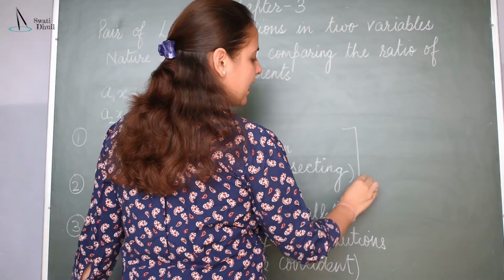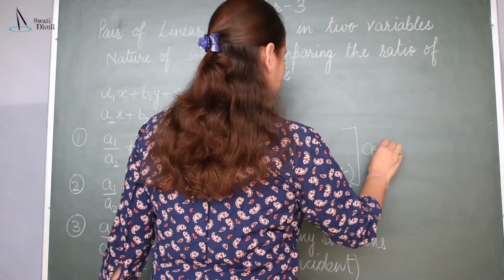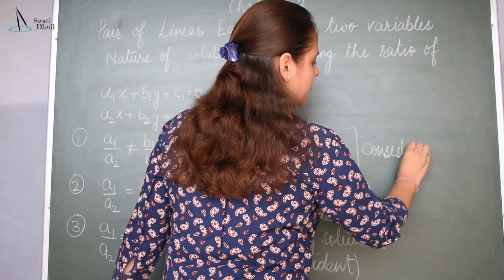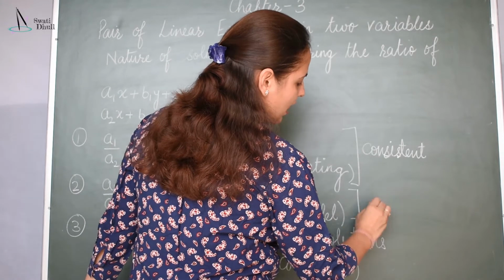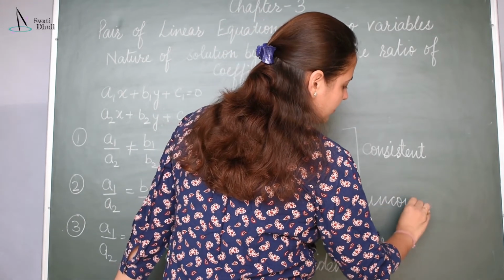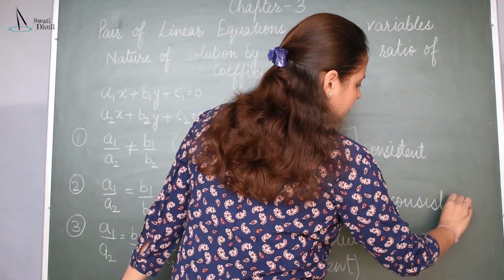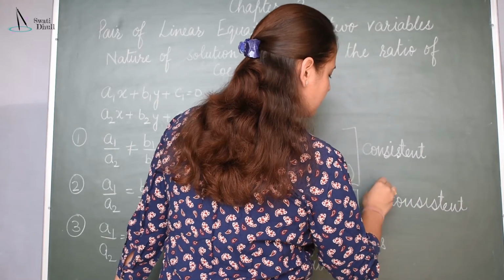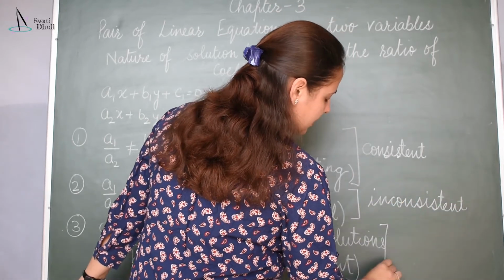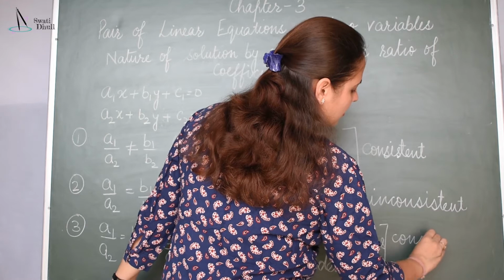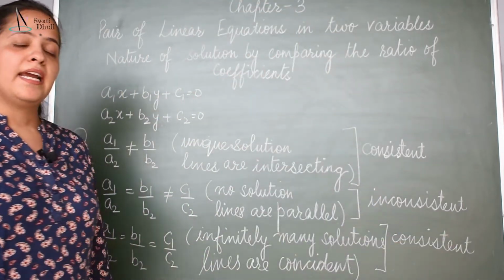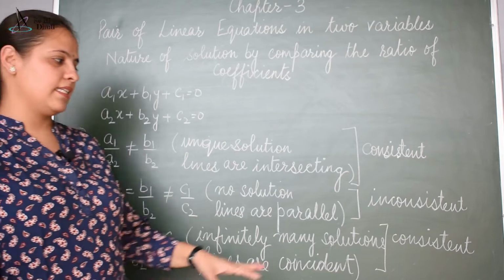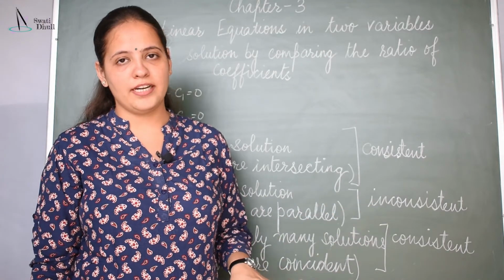So for this case, you will have a consistent system of linear equations. For this, you have inconsistent. And for this case, you have again a consistent system of linear equations. Consistent means at least one solution, inconsistent means no solution at all.